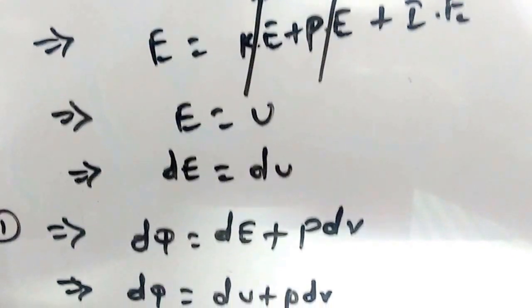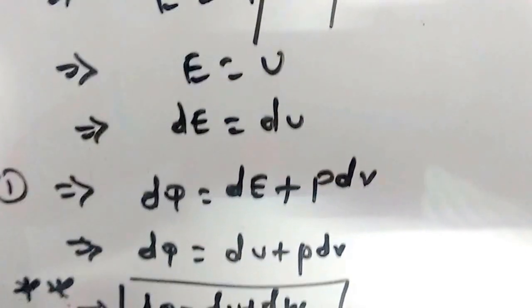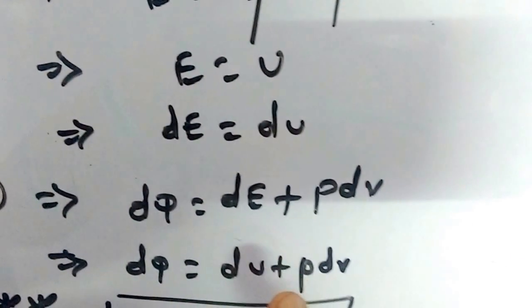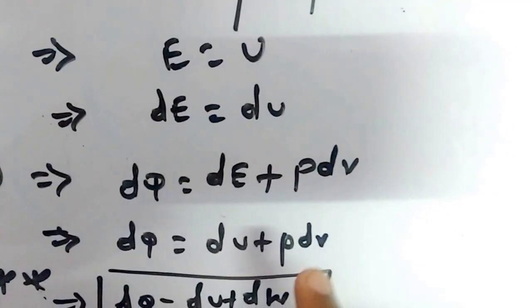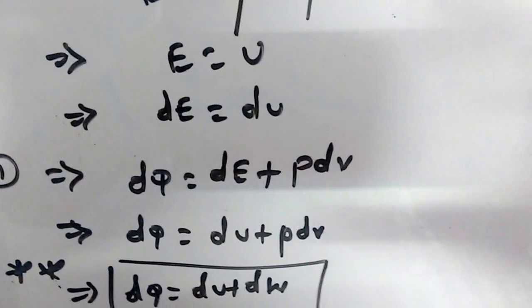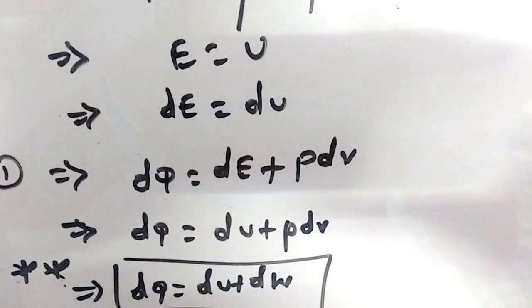Now replace this dE with du in the equation from first law of thermodynamics. That is, dq is equals to du plus pdv. That is equals to dq is equals to du plus dw. This is the equation applicable for reversible process.